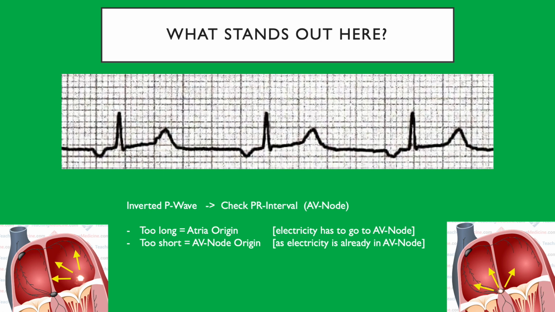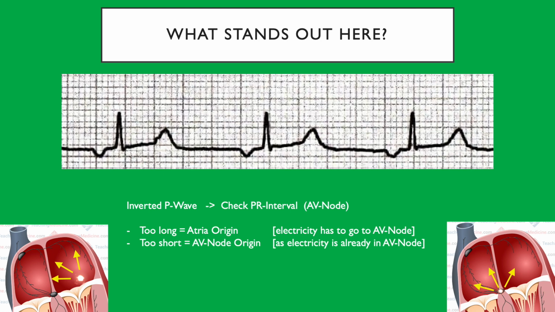But the difference is that this one, the electricity is already here. So the PR interval is shorter because the electricity is already there and it's going to go to the ventricles. While here, the electricity has to travel all the way to the AV node, then travel to the ventricles. So this one, the PR interval is too long, okay?